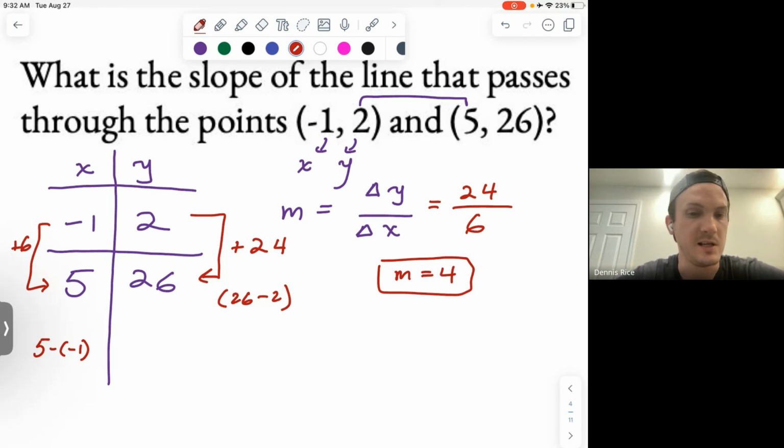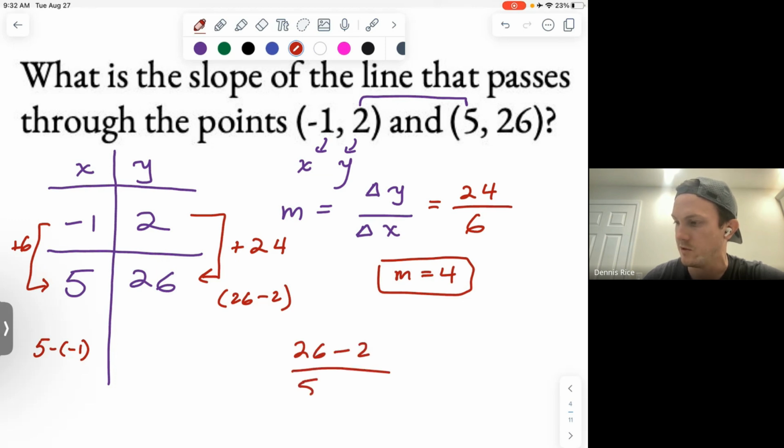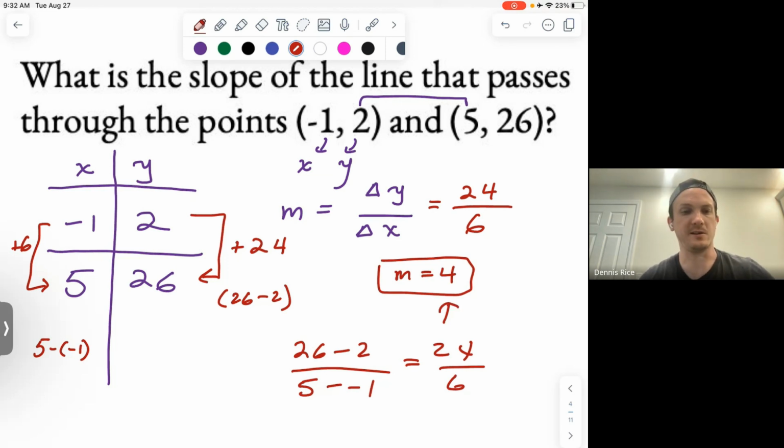If you don't like this table way of doing it, obviously, you could just jump into the formula. Say y2 minus y1 over x2 minus x1, and you get the same thing. I like to show it this way just because I think it's a little bit cleaner and nicer to see. Like I said earlier, it helps eliminate some of those mistakes that people make just flying through it.